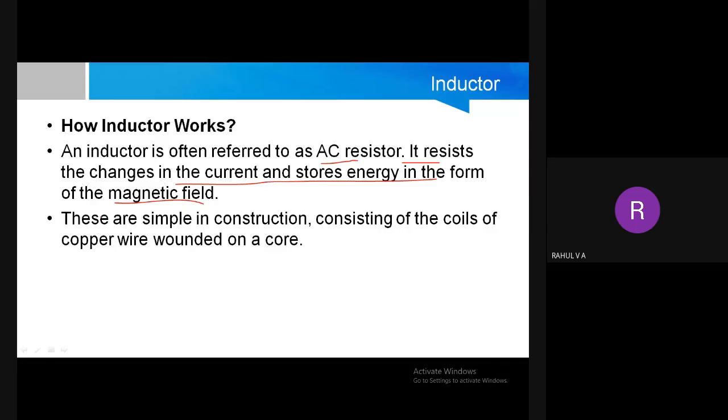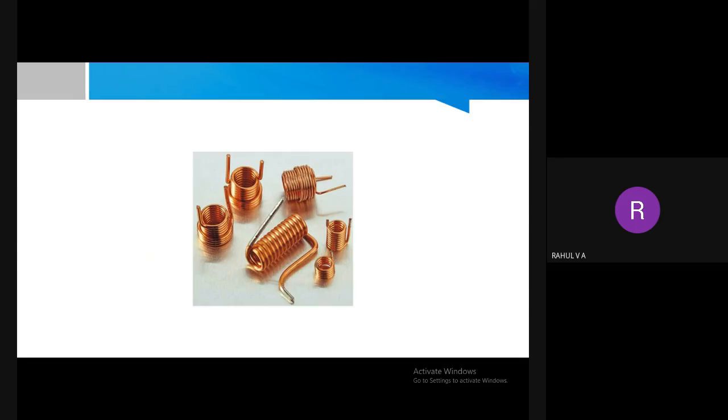You can see that these are simple in construction, consisting of a coil of copper wire wound on a core. Okay, അതൊരു കോപ്പർ വയർ ആണ്, കോറിന്റെ മുകളിൽ വൗണ്ട് ചെയ്തിട്ടുള്ള കോപ്പർ വയർ ആയിട്ടാണ് അത് കാണുന്നത്. And now you can see that this is the pictorial representation or diagram of an inductor. So you can see that it is something like a wire wound in this form.